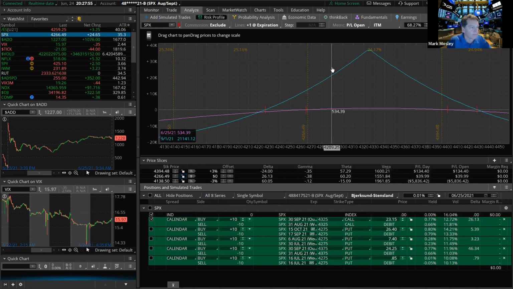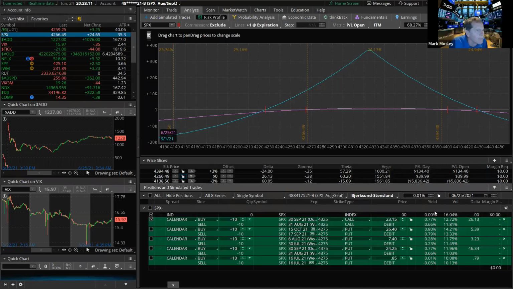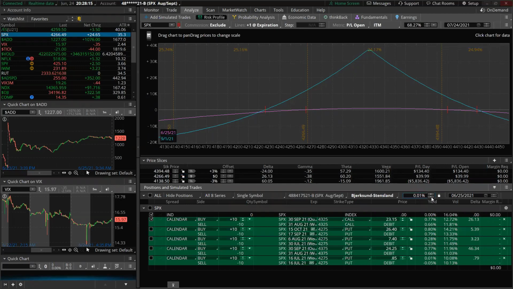Anyway, I've looked into it a little bit. I know that you can adjust the interest rate on Thinkorswim right there. Yep, that's the interest. But you can't go any lower than 0.01%. Oh, it won't go negative?